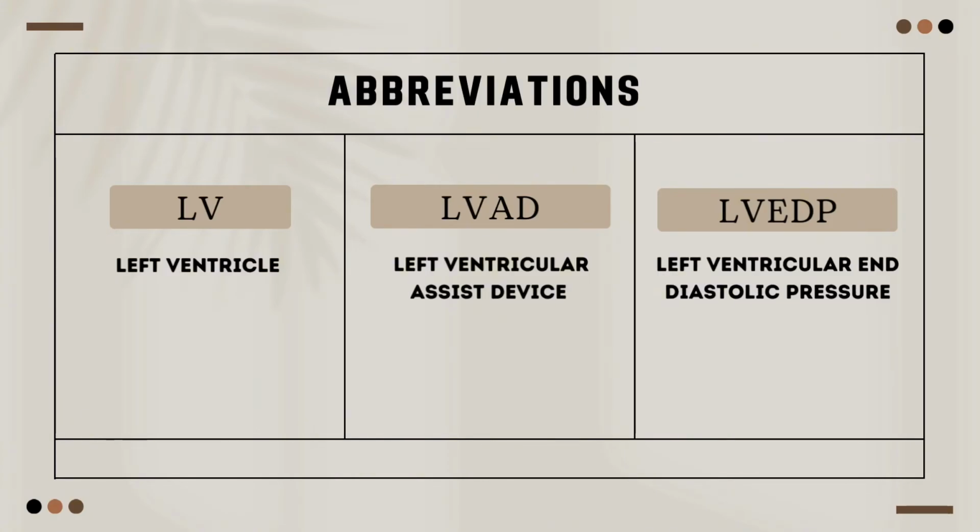Next, we have the LVEDP, or the left ventricular end diastolic pressure. Left ventricular end diastolic pressure refers to the pressure within the left ventricle of the heart at the end of its relaxation phase, known as the diastole. This measurement is an important indicator of how well the left ventricle is filling with blood before it contracts to pump blood into the systemic circulation.